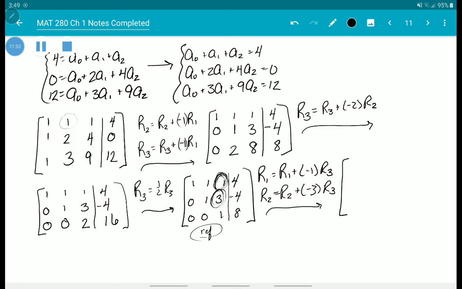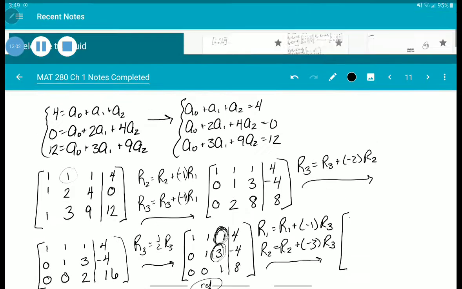So if we do that, let's look at row 1. So row 1 is row 1 plus -1 times row 3. So 1 plus -1 times 0 is still a 1.